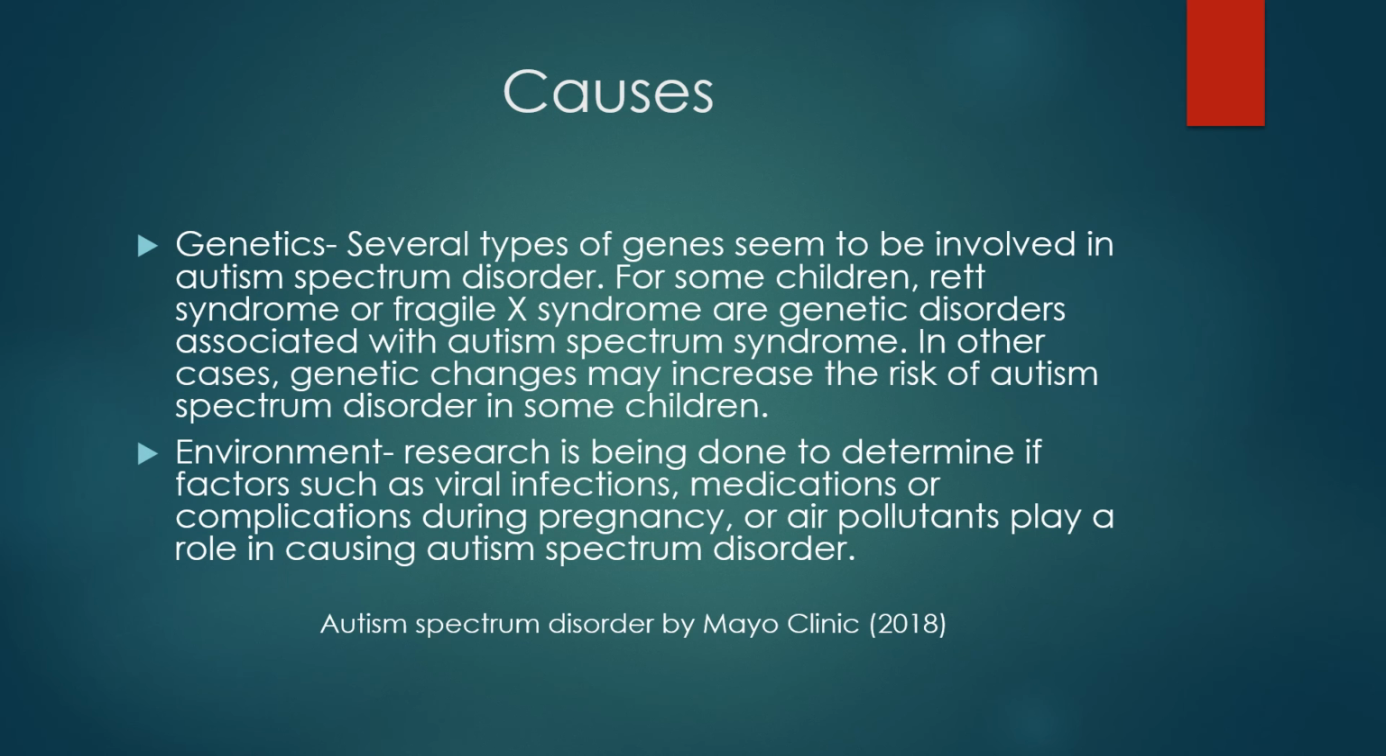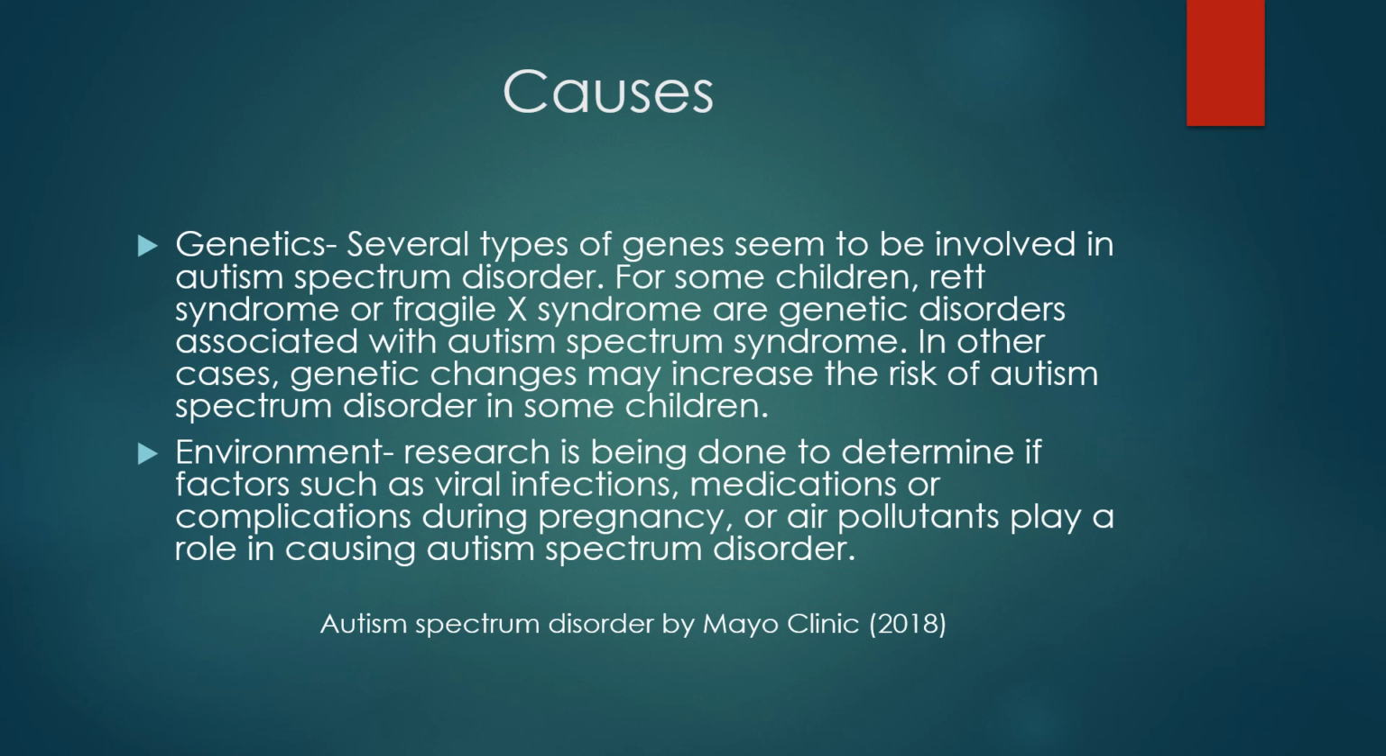What are some of the causes? Researchers are still investigating possible causes, but for today's purposes, I will be looking at genetics and environment. Genetics. Several types of genes seem to be involved in autism spectrum disorder. For some children, Rett syndrome or Fragile X syndrome are genetic disorders associated with autism spectrum disorder. In other cases, genetic changes may increase the risk of autism spectrum disorder in some children.